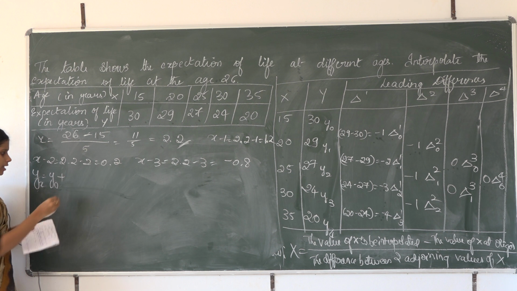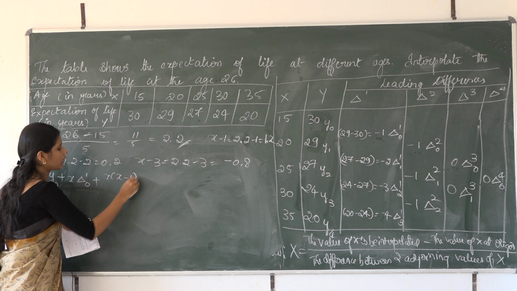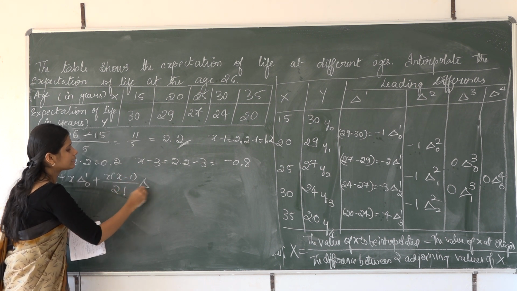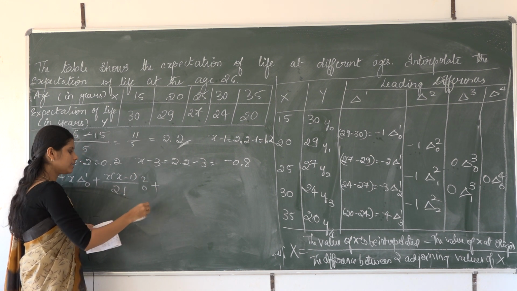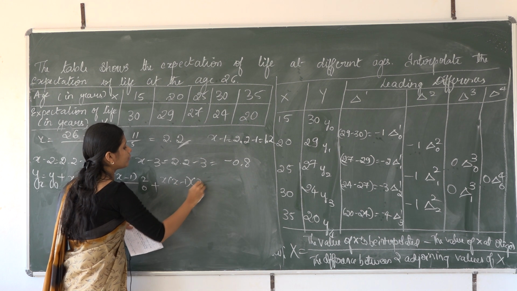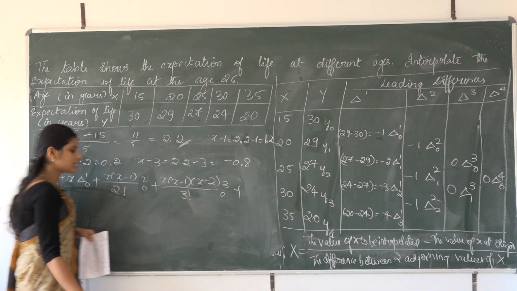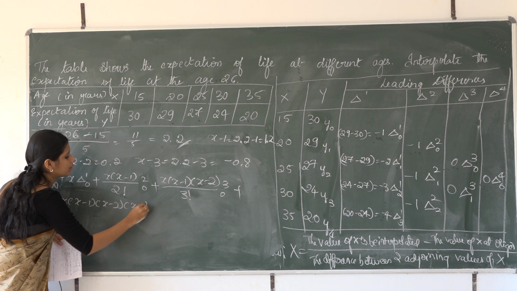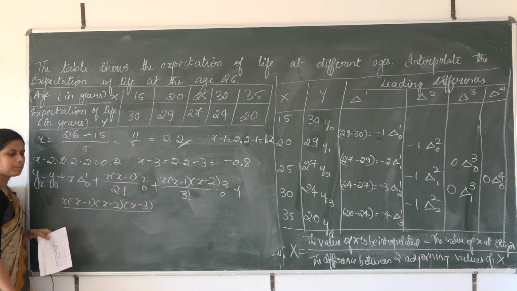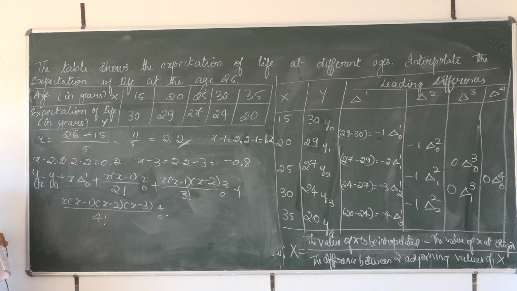y0 plus x delta 0 raised to 1 plus x into x minus 1 divided by 2 factorial delta 0 raised to 2, plus x into x minus 1 into x minus 2 divided by 3 factorial delta 0 raised to 3, plus x into x minus 1 into x minus 2 into x minus 3, because 5 values are known, that's why up to here, divided by 4 factorial delta 0 raised to 4. So this is the formula.